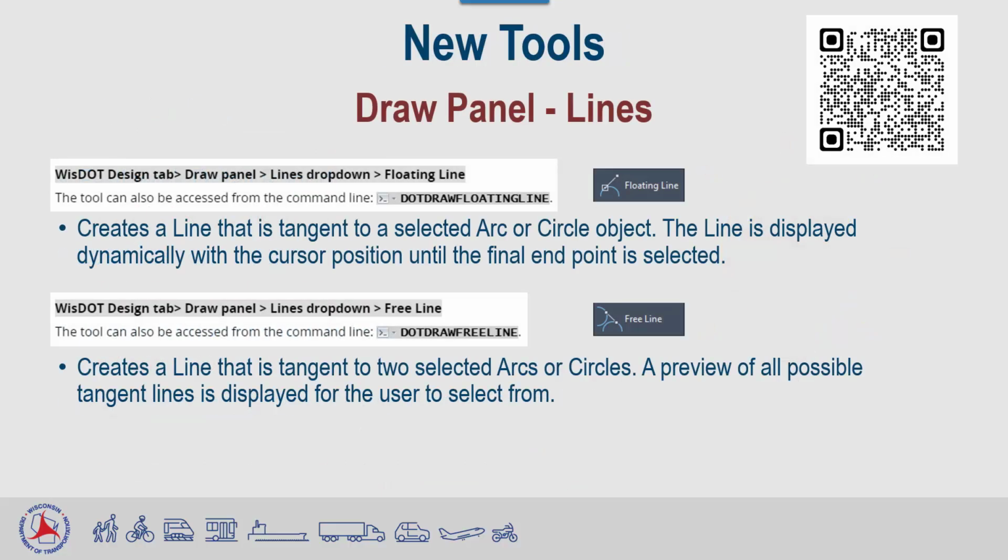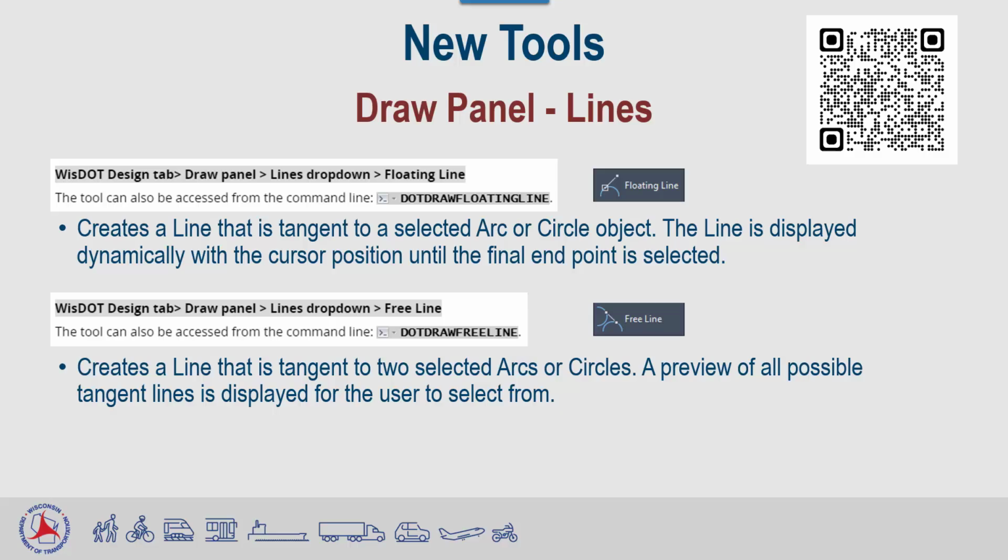We've focused some time on the ability to just do basic drafting in AutoCAD. First, let's focus on lines. We've added two tools. One is called Floating Line. This tool creates a line that is tangent to a selected arc or circle object. The line is displayed dynamically with the cursor position until the final endpoint is selected.